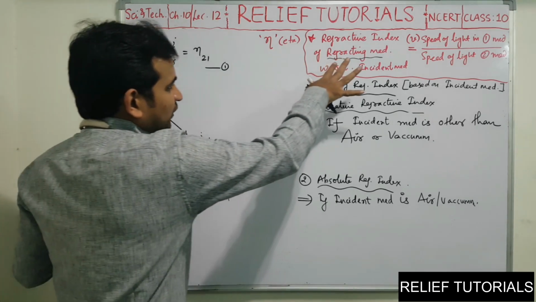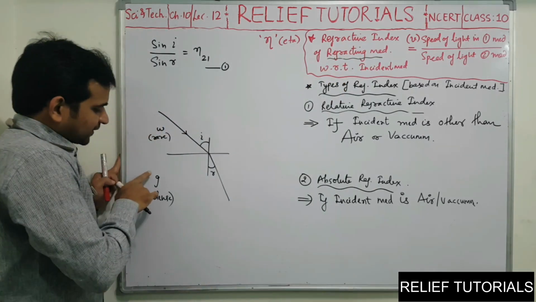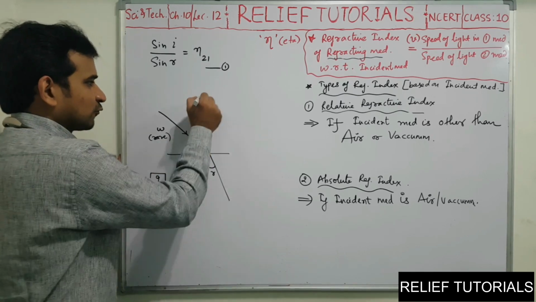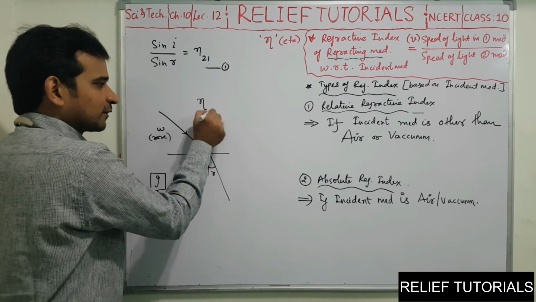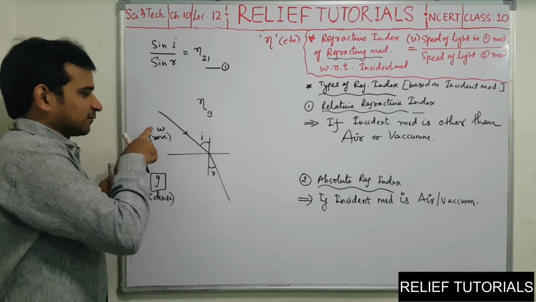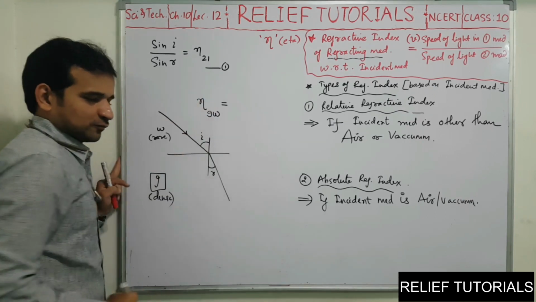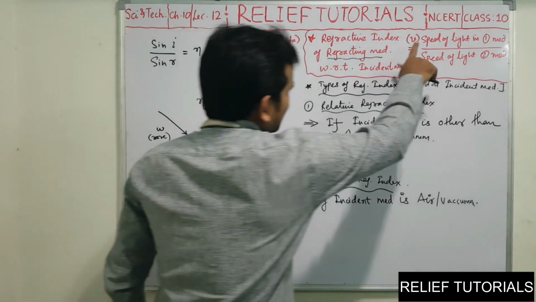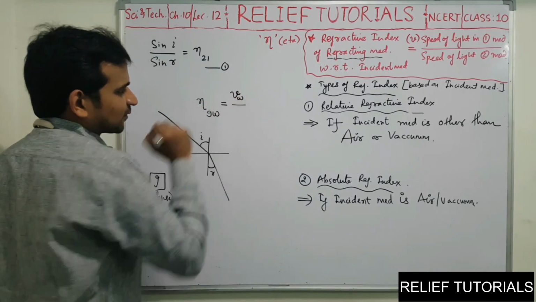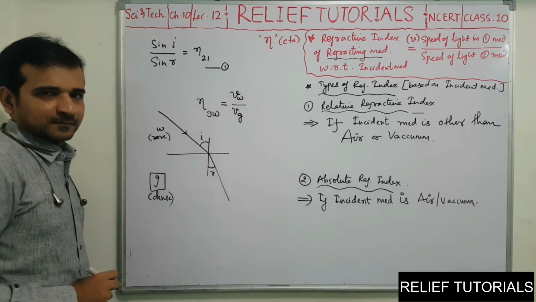Now according to this formula, what should be the formula for refractive index? Here the refracting medium is glass, so the refractive index will be of glass. So what can we write? Refractive index of glass, G for glass, with respect to water, is equal to speed of light in medium 1, means speed of light in water, upon speed of light in glass.